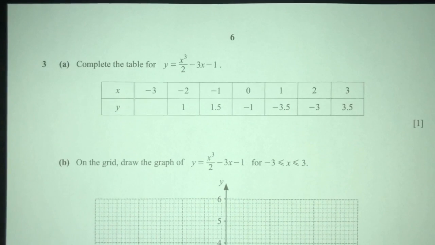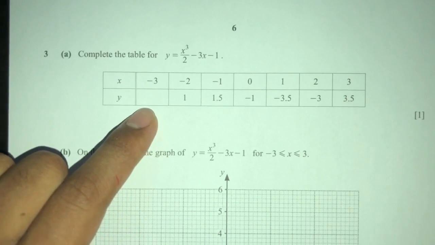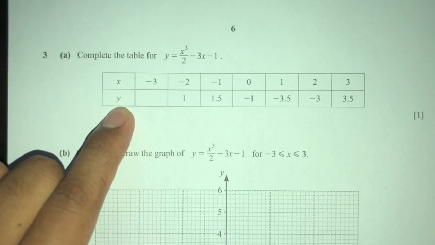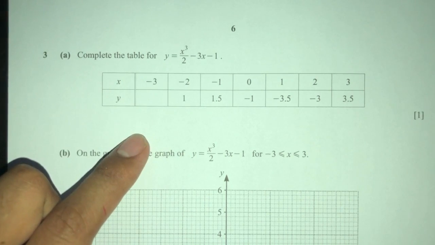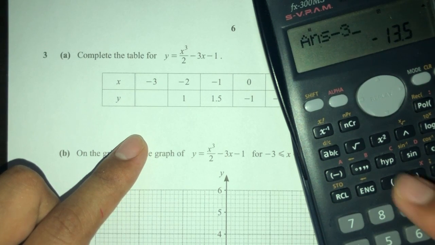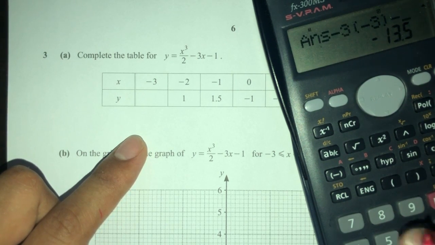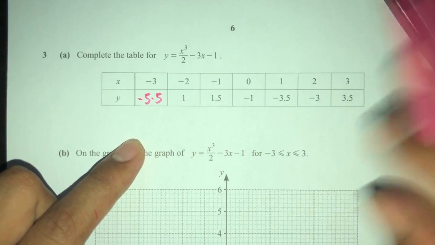Now let's move on to question number 3. Here we have to complete the table of y for this equation. We have a missing value over here, so we just have to find the value of y for this value of x. Basically, replace x by this in the equation. So minus 3 to the power 3 divided by 2, minus 3 times minus 3, minus 1, that should be minus 5.5. So minus 5.5 will be the value over here.